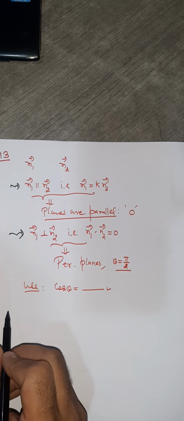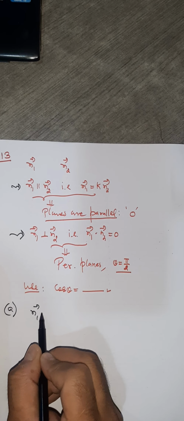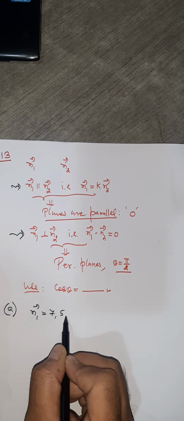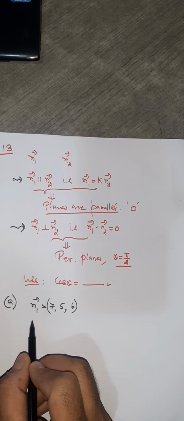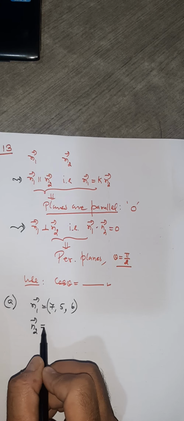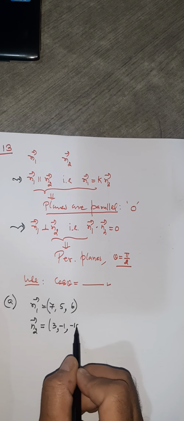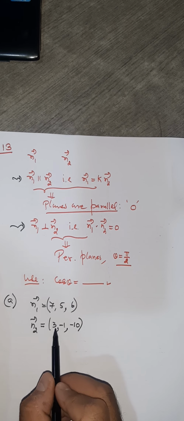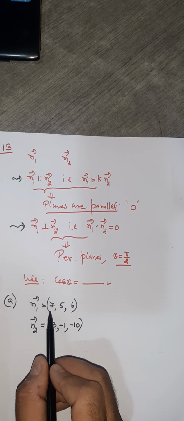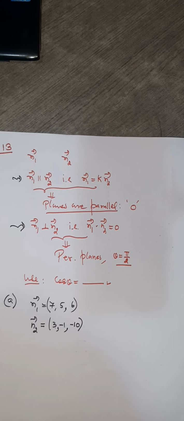Okay, so have a look at the first sub question. There, what's a normal to the first plane? You can see it is 7, 5 and 6, coefficients of x, y and z. What's normal to the second plane? Which is given by 3, minus 1 and minus 10, coefficients of x, y, z. 7, 5, 6, 3, minus 1, minus 10. Now by the first observation you can see that they are not multiples. That's the first observation.